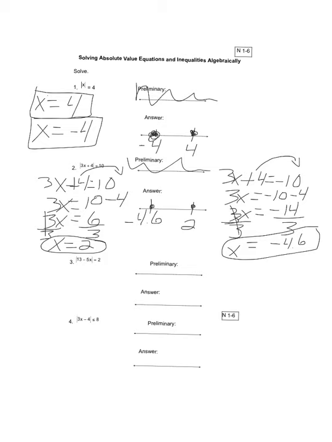Same thing for number 3. Gotta do the positive and the negative version of it. 13 minus 5x is equal to 2. And on the other side, 13 minus 5x is equal to -2.